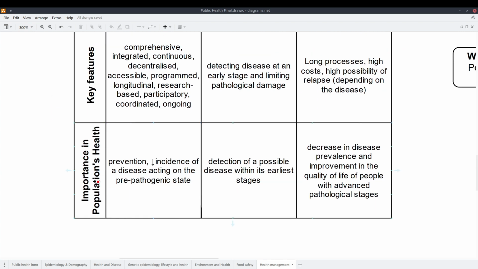And then the importance in the population's health. So the primary one is important because of prevention. It lowers the incidence of diseases, acting on the pre-pathogenic state. The second one detects a possible disease within its early stages. The third one decreases the disease prevalence, and it also improves the quality of life of people with advanced pathological stages.